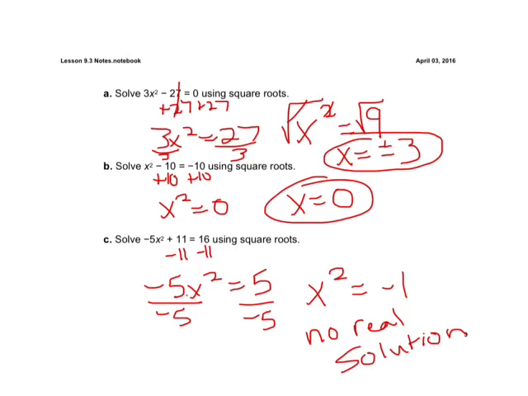So there's our kind of three types of examples. When d is positive, we're going to have two answers. When d is 0, we have one answer, and that answer is 0. And when our d is negative, like right here, we have no real solutions.